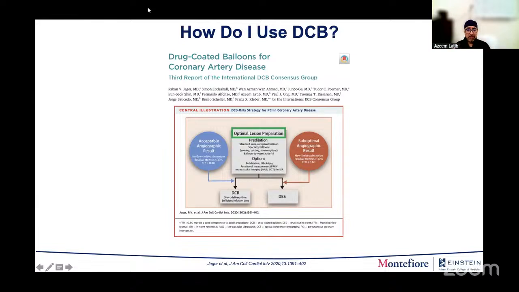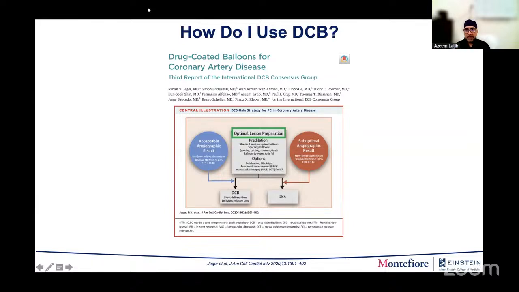I then deflate, pull the balloon back into the guide, and I do a little puff to see. If I see a little bit of a dissection I don't like, I go back and reinflate, because one of the best treatments for dissections is actually repeated inflation, and I'll then just do a longer inflation. Then, depending on if I get a good result and there's no residual stenosis, I'm done.